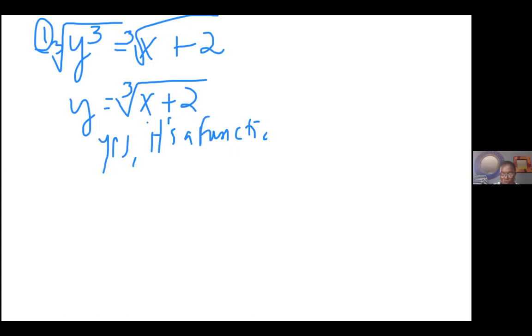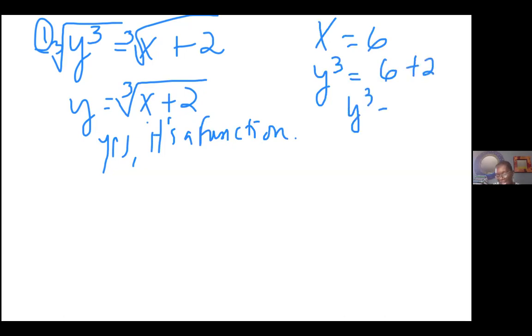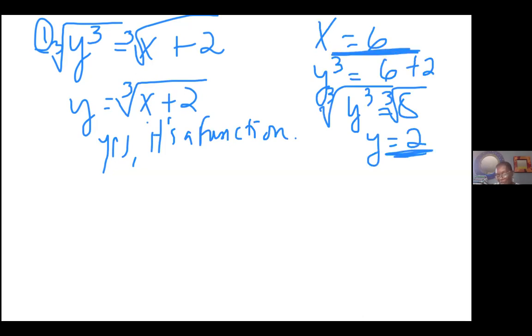Now, if you're still not sure, what should you do? Plug in a value, okay? Plug in a number like, I don't know, I'm just making this up as I go along. Plug in 6. If x is equal to 6, guys, I have y cubed is equal to 6 plus 2. 6 plus 2 is 8. And I'm going to take the cube root of both sides. When I take the cube root of both sides, what do I get? I get 2. So I input an x value of 6 and my output is positive 2 because my one input produces one output. Therefore, yes, it's a function. If it wasn't a function, it wouldn't produce a single output.